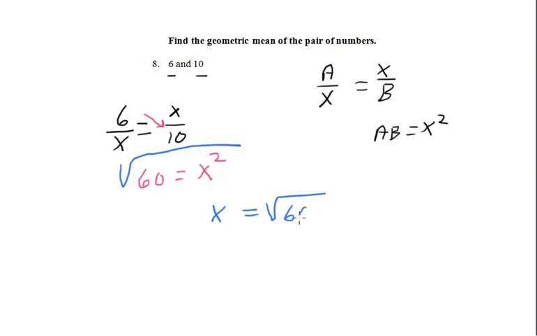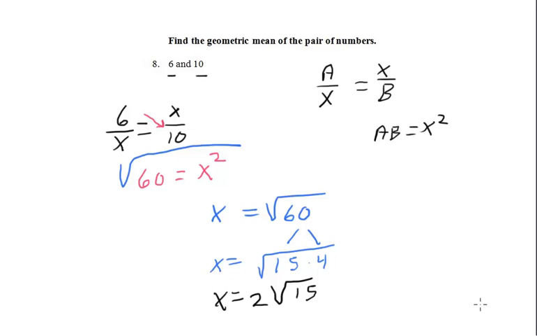We're not going to use our calculator. We're going to break this down as 15 times 4. I'm looking for a perfect square, and 4 is a perfect square. So now my final answer, I pull that 4 out because the square root of 4 is 2. I'm left with the square root of 15. So this one is x equals 2 times the square root of 15.